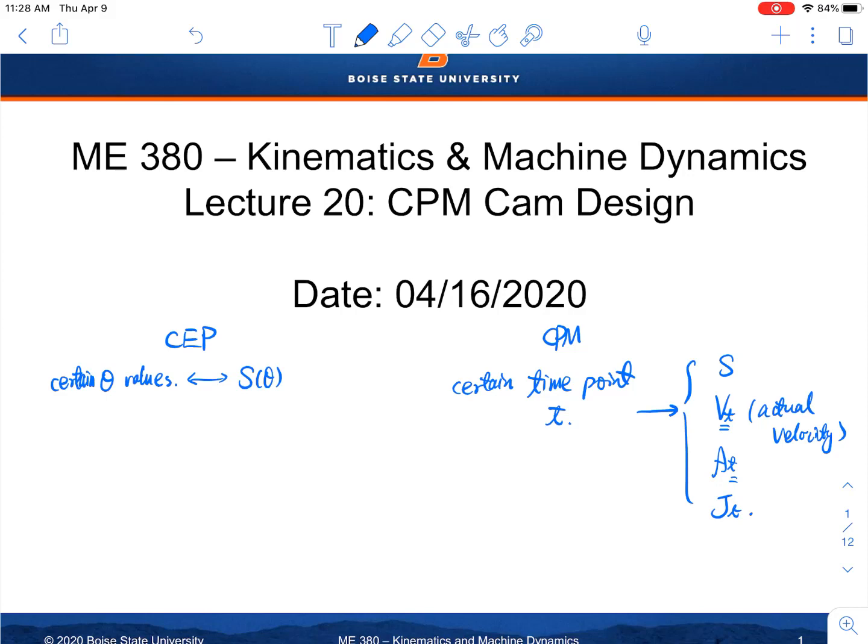So compare your CPM with CEP, you can see things are more complicated. First, we have 4 design objectives. It's not only S, we have to consider all other 3 variables. And then also, it's no longer in theta domain. We're actually talking about everything in time domain. So that's why you're going to have time, you're going to have theta, and then if you recall, you're going to have x, which is a normalized theta. Okay, so that's why we're going to have 3 different domains.